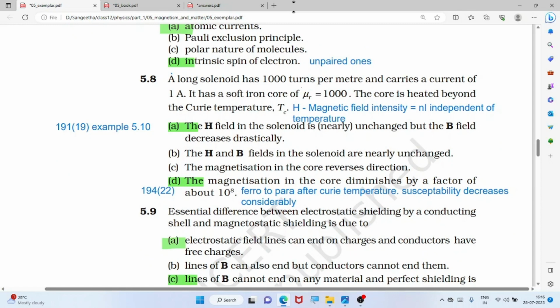A long solenoid of 1000 turns per meter carries a current and has a core of some permeability. The core is heated beyond the Curie temperature. After the Curie temperature, it will lose its magnetic property. It will become a paramagnetic material.